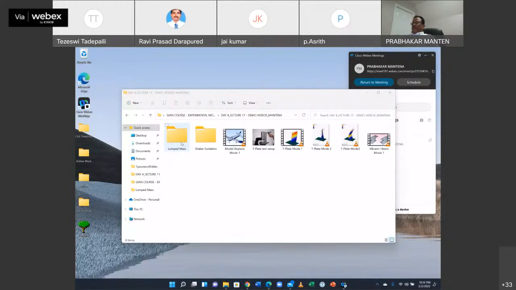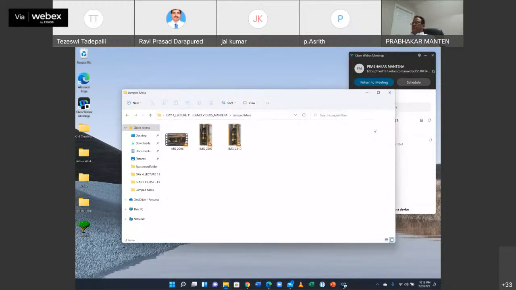So we have this setup in our lab. Let me show you the lumped parameter model. Okay, can you see my screen, Tej? Yes, sir, it's visible. Right. Okay. Let me, wait.